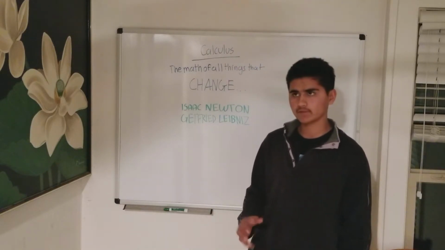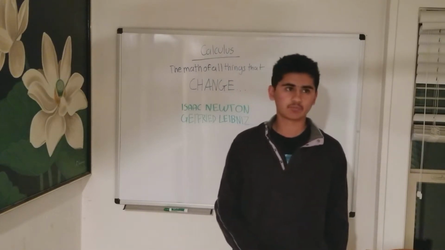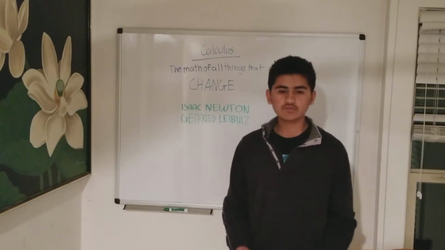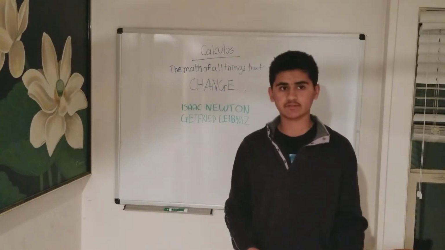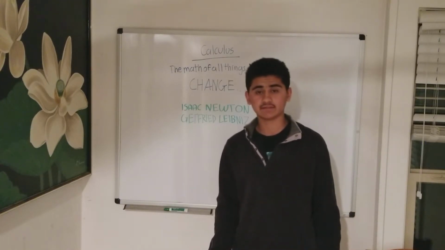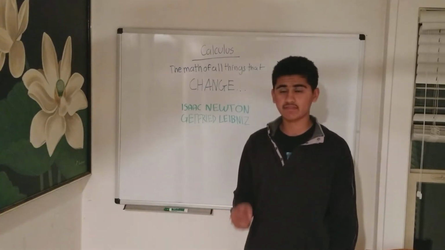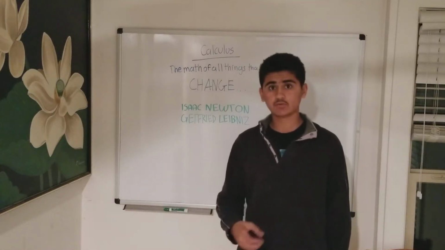Now, there are so many different types of maths, like geometry and probability. When you think of geometry, you think of shapes. When you think of probability, you think of chance. What is calculus? Calculus is the math of all things that change.